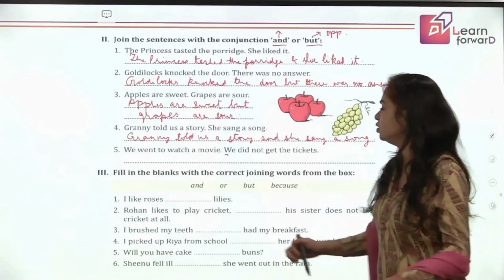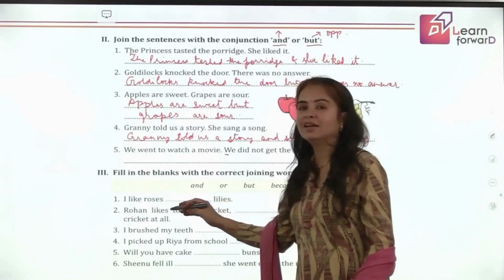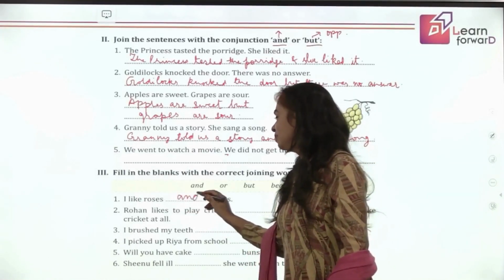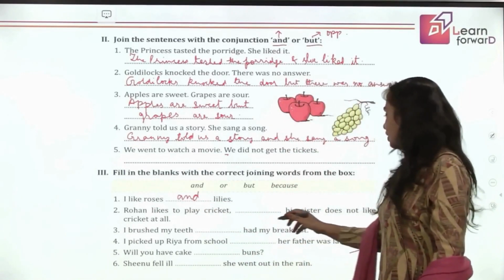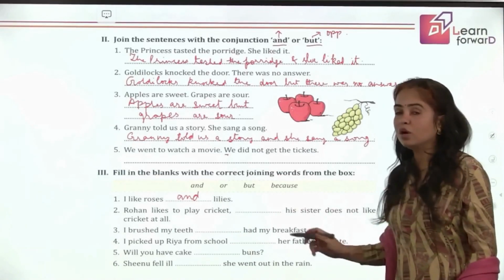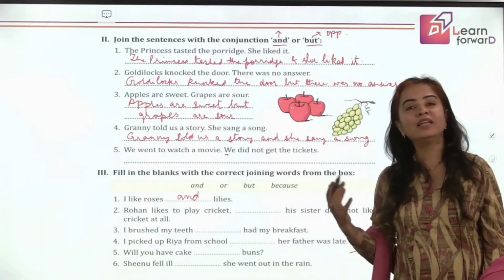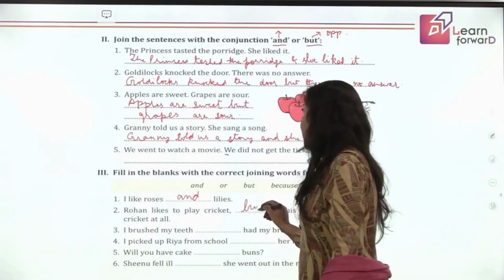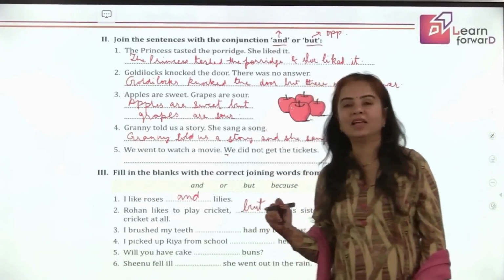Very good. Let's do. I like roses. Oh, you like both of them? So, and. Rohan likes to play cricket. His sister does not like cricket at all. So it is opposite. Differences are there. Yes. So we'll be using here but.